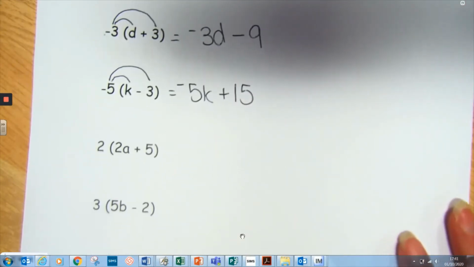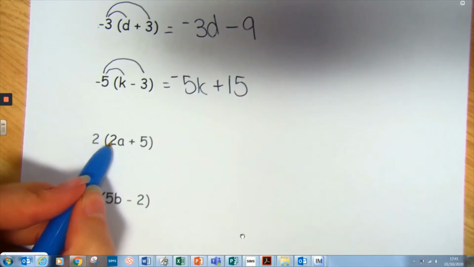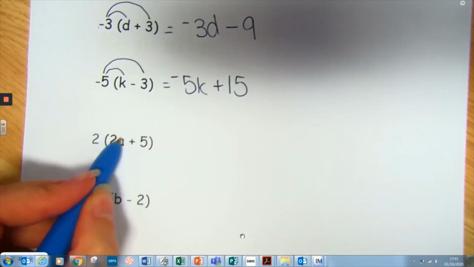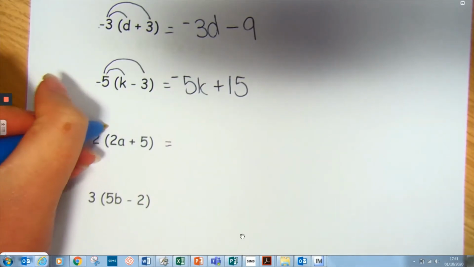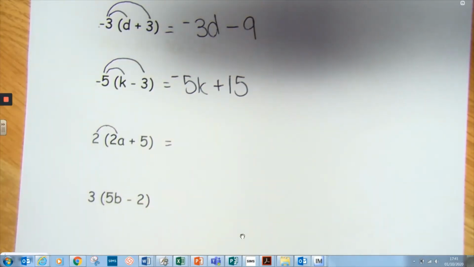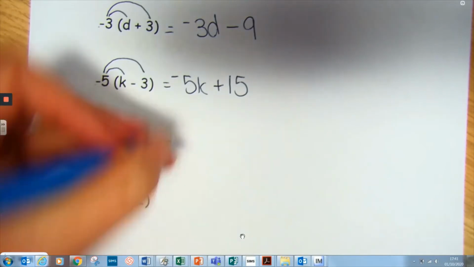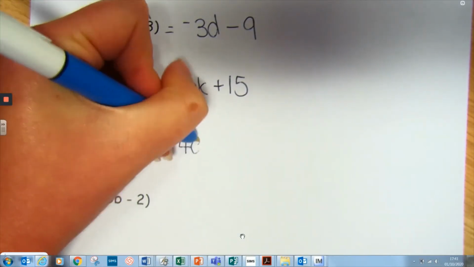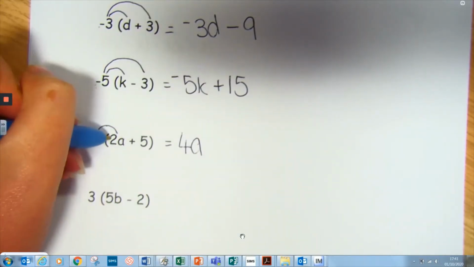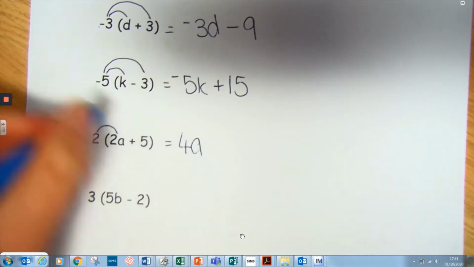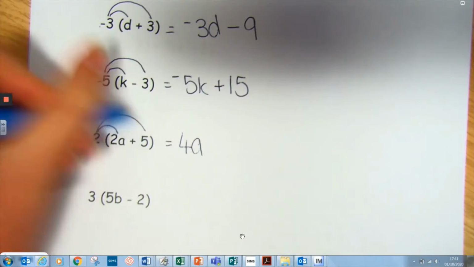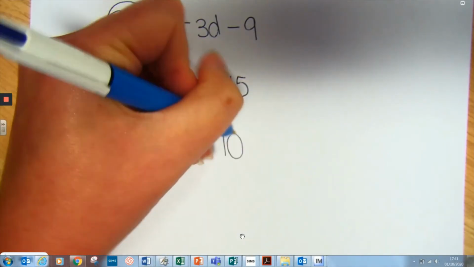The next example, now this is slightly different because we've got a number in front of our letter, okay? But we're going to do the same process, and we're going to do 2 times 2a. So 2 lots of 2a is 4a. 2 times 2 is 4, but then we're doing 2 times 2a, so it's 4a. And then 2 times 5 is 10.